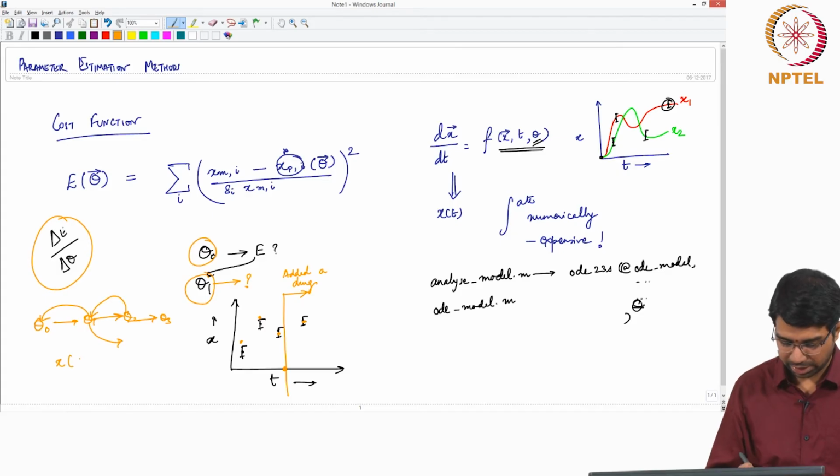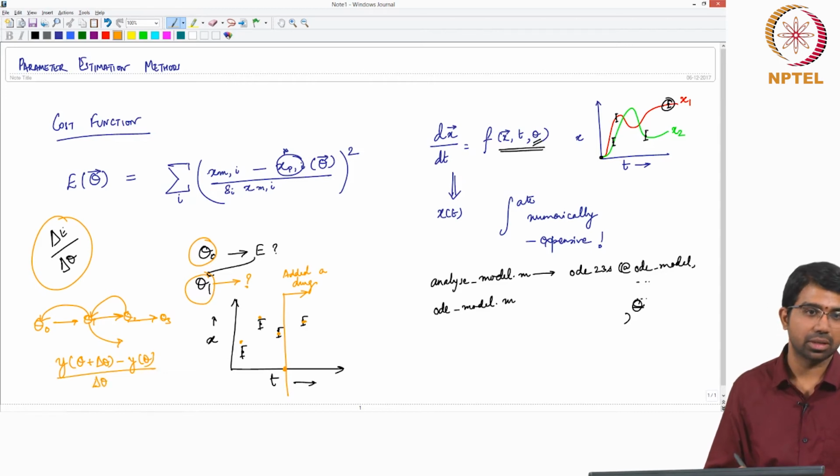So I have, say, a theta parameter vector. You compute y of theta plus delta theta minus y of theta, divided by delta theta, right. What is delta theta? Which direction? In all directions? Do you have to go in every possible direction? That's where the problem comes. You have to explore all possible directions and take the maximum.